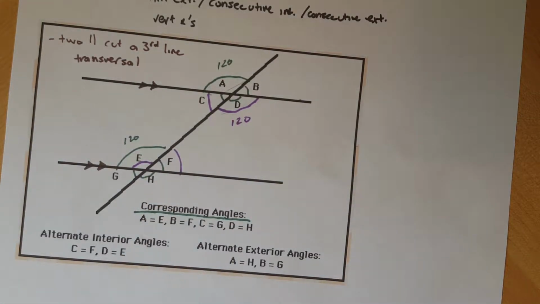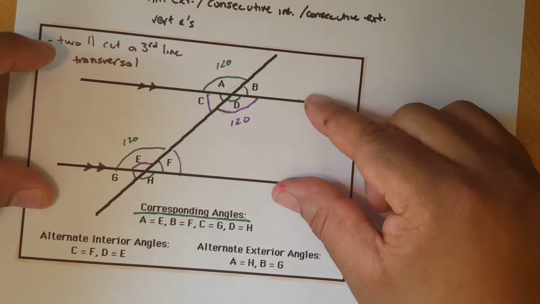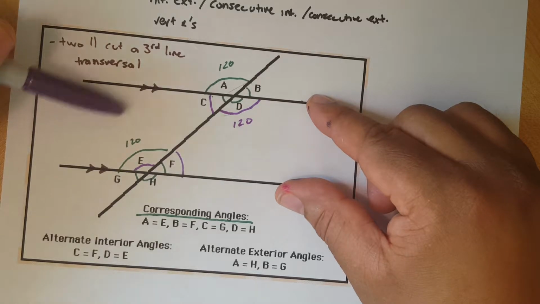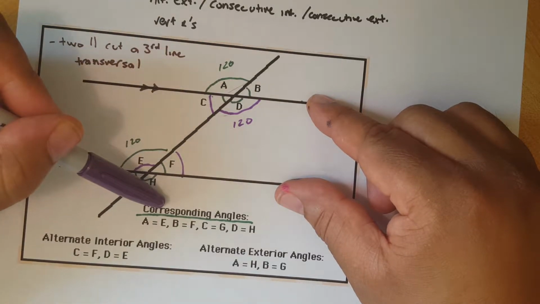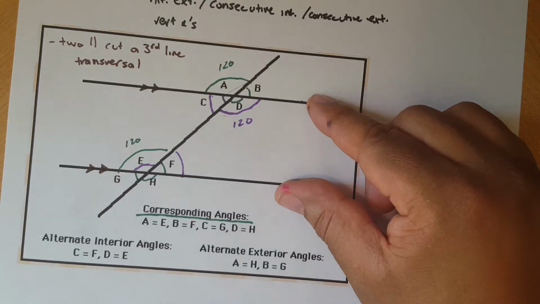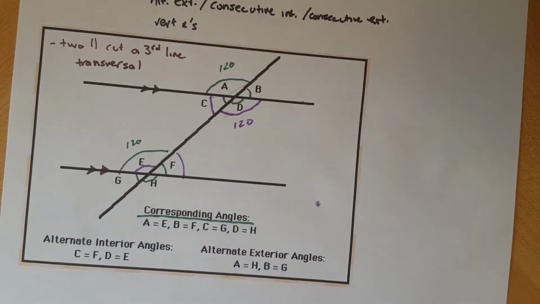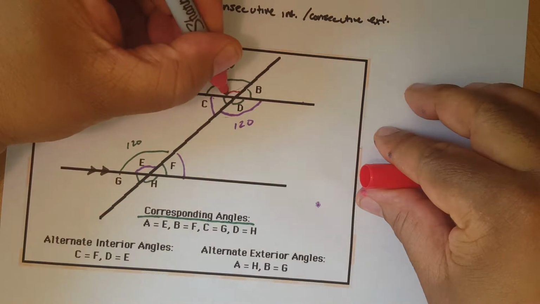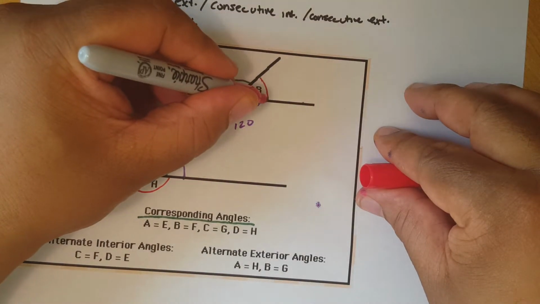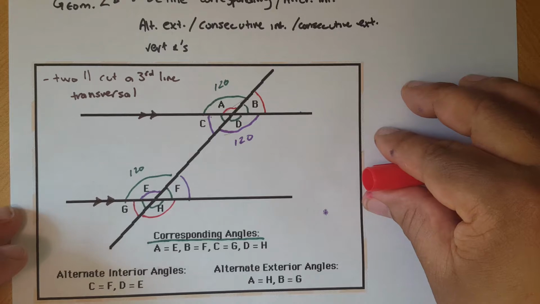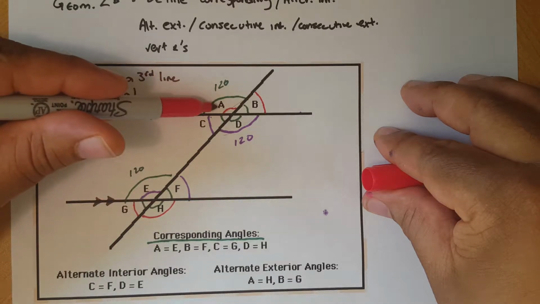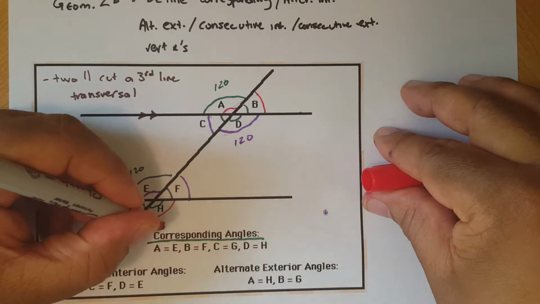So alternate exterior angles work the same way. Again, if these two parallel lines are my walls, and this is the middle of my street, alternate exterior would be A and H. They're on the outside of the wall in the same location. And B and G, again, on the outside of the wall in the same location. So A and H are the same, and B and G are the same. So since A and H are the same, and I know A is 120, that means H has to be 120 as well.